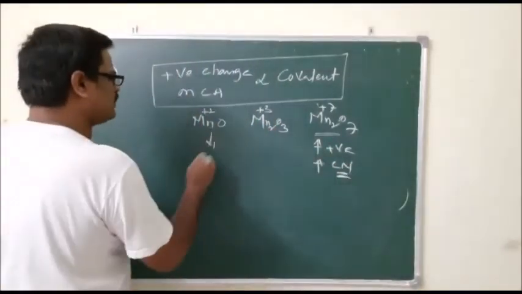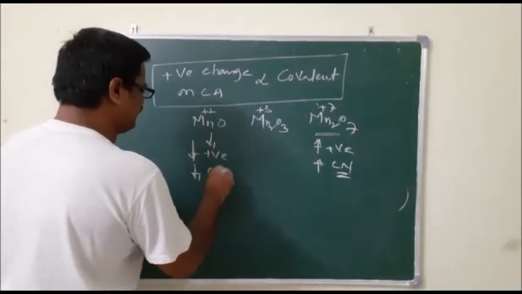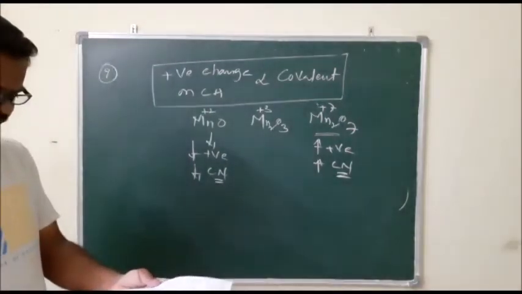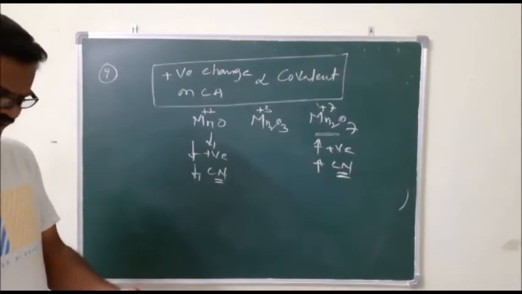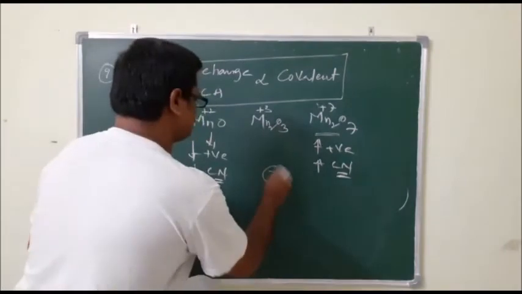Less positive charge, less covalent in nature. So which option is correct among MnO, Mn2O3 and Mn2O7? The third option is correct. Option 3 is correct for this.